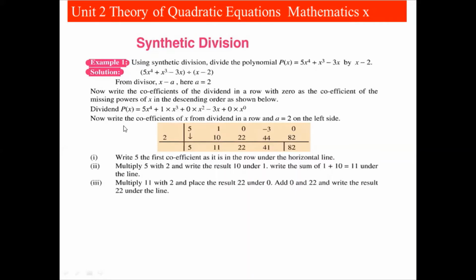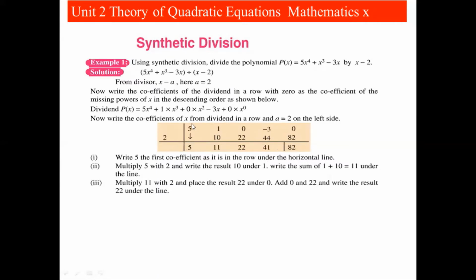Now we write the coefficients of x from the dividend in a row, and a on the left side. See here, the coefficient of x^4 is 5. Then we write the coefficient of x^3, which is 1. Then the coefficient of x^2, which is 0, the coefficient of x, minus 3, and the constant term, which is 0. Now we have to write a on the left.